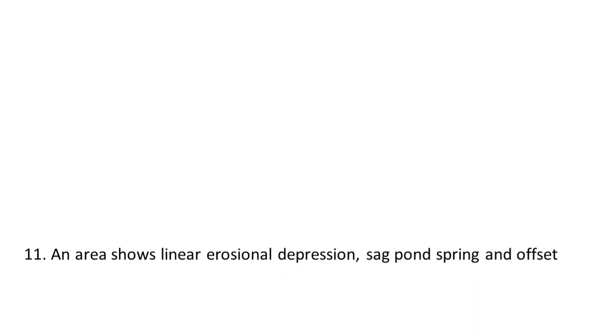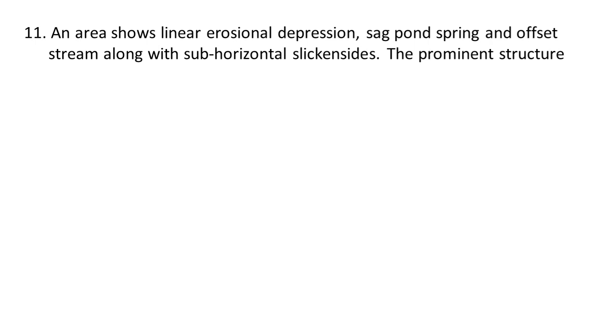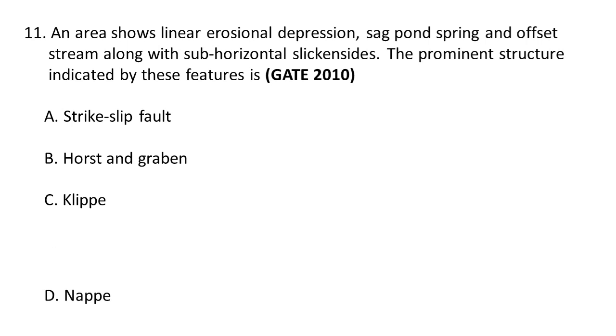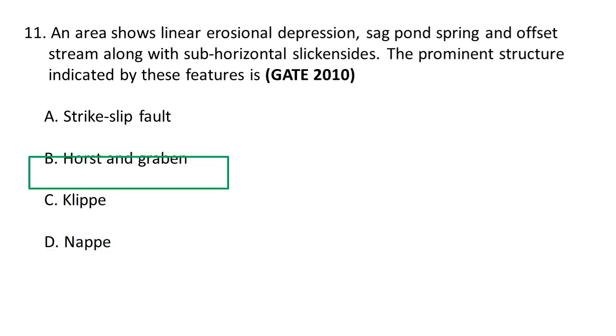Next question. An area shows linear erosional depression, sag pond, spring and offset stream along with sub-horizontal lichen sites. So, the prominent structure indicated by these features is A. Strike slip fault, B. Horst and graben, C. Klippe, D. Nappe. So, the correct option is horst and graben.